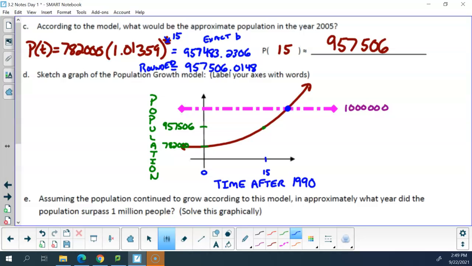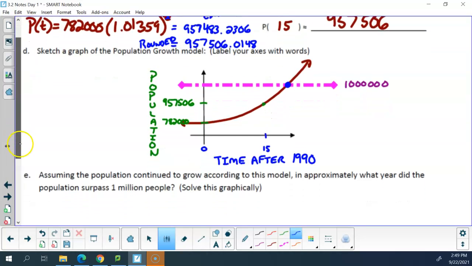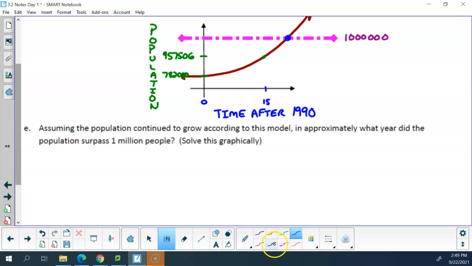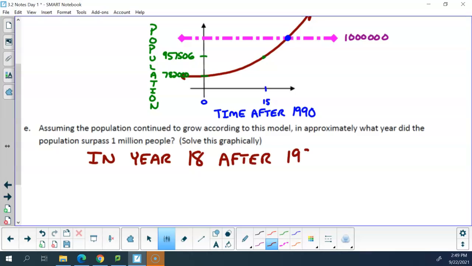Okay. You should get something in the neighborhood of 18.2169 in there, which would be year 18 after 1990, which would really be, what? 2008.